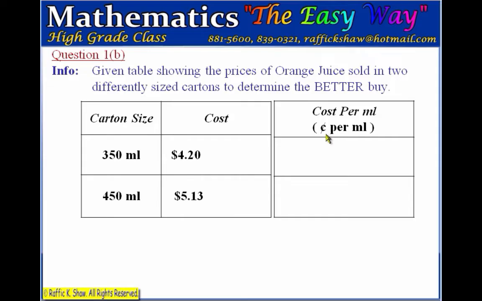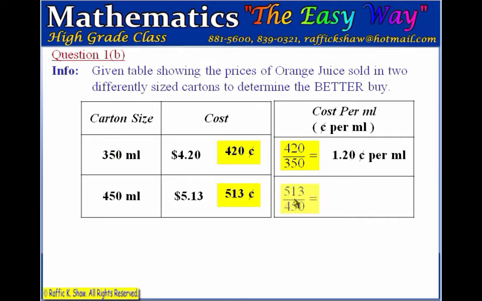So here we want to calculate the cost per milliliter, and as I said, we're going to give the values in cents per milliliter. So the cost here is written as 420 cents and the cost here is written as 513 cents. And so the cost per milliliter for the smaller carton is calculated by dividing the 420 cents by the 350 milliliters, and that's going to give us the cents per milliliter in the small of the two cartons, and that works out to 1.20 cents per milliliter. That's the cost of 1 milliliter of juice in the smaller carton, 1.20 cents.